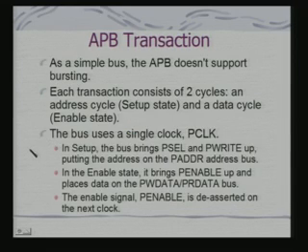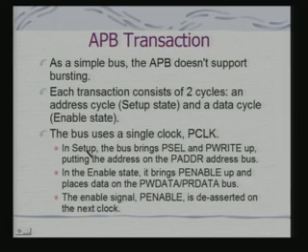So, the basic operation is very simple. It does not support bursting because we are not really looking at high speed transfer. Each transaction here also consists of two cycles: an address cycle, which is a setup state, and a data cycle, which is called an enable state. The cycle definitions are with respect to the enable signal. The bus uses a single clock called PCLK.